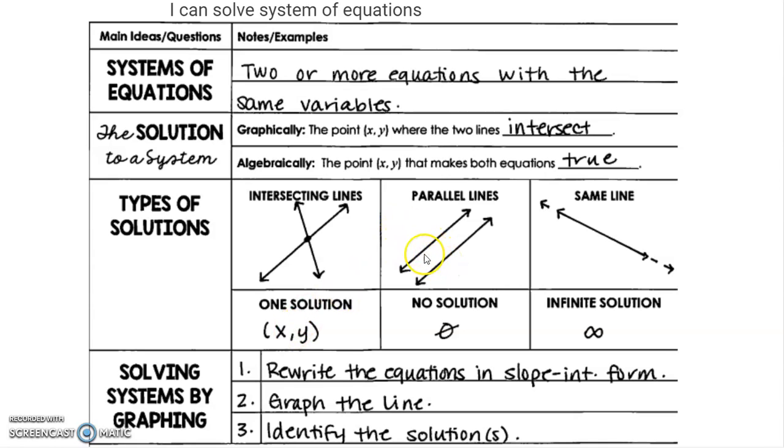When the two lines are parallel, we're going to have no solution, and this is the symbol we're going to use. And then when the two lines overlap, because they're the same line, then we're going to say we have infinite solutions, and we're going to use this infinity symbol. When we're solving systems by graphing, step one, we're going to rewrite the equations in slope-intercept form. We're going to graph the line, and then we're going to identify the solution or solutions.